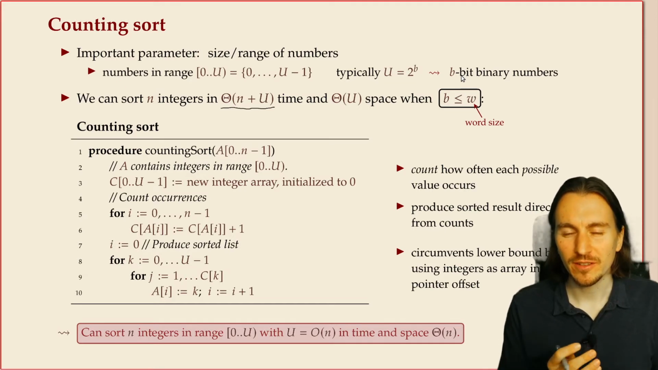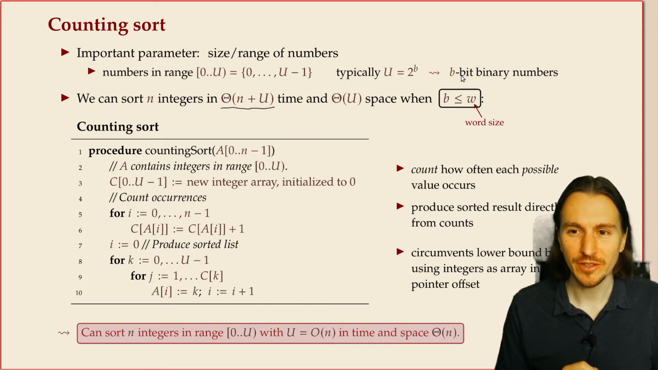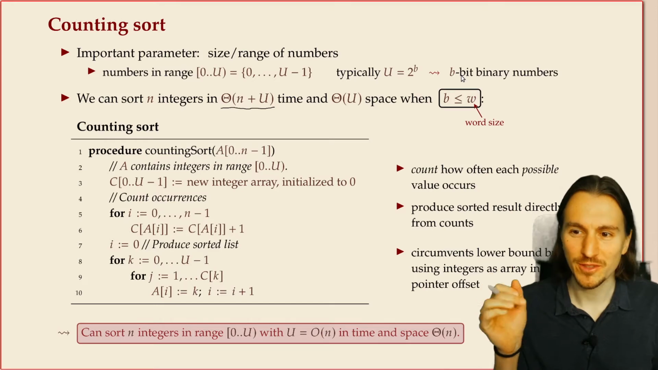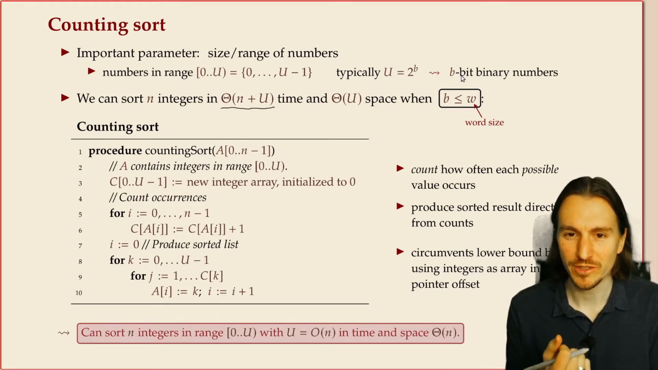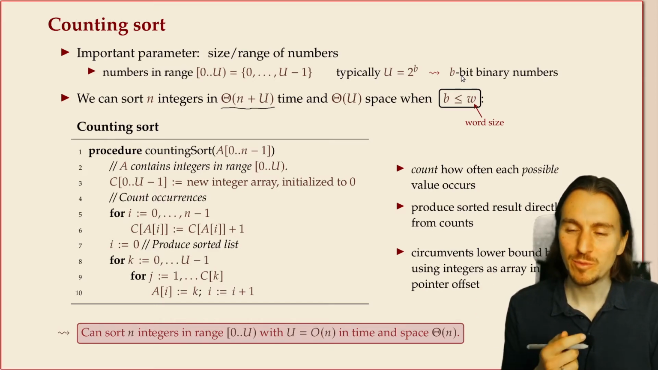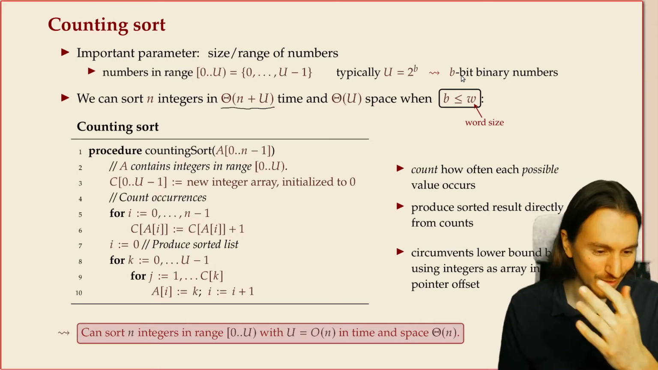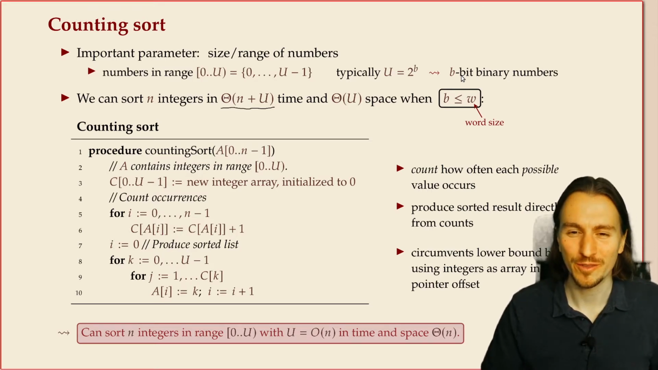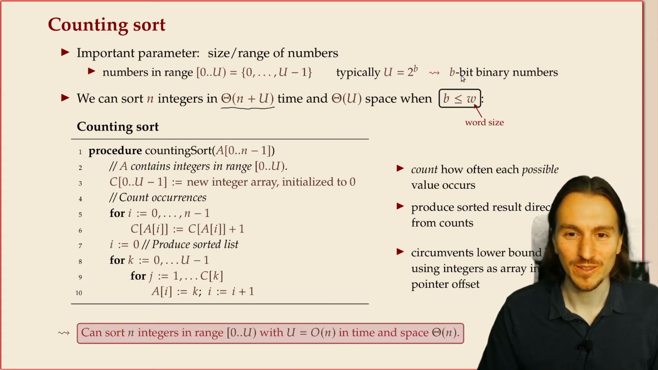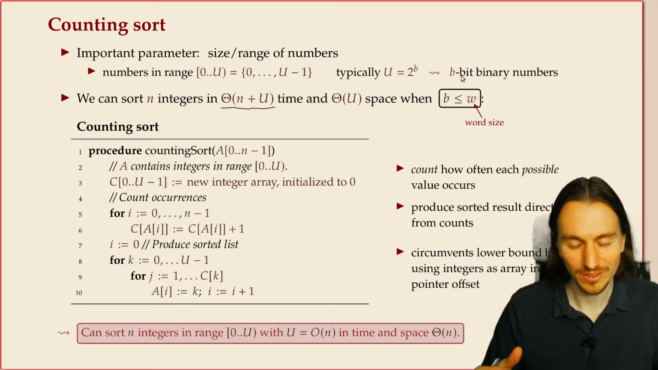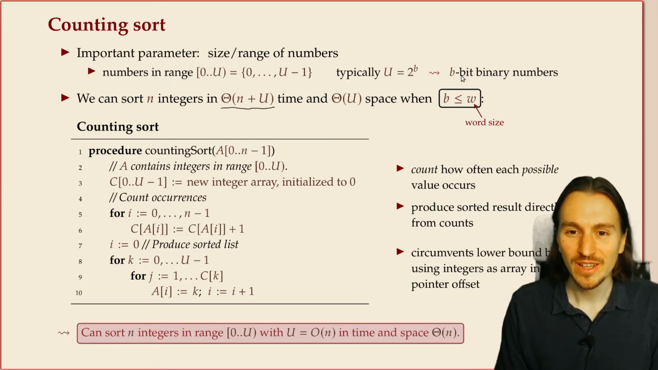I bet many of you have seen counting sort, but maybe not with the stress on word RAM and word size. So if you've seen this before, carefully think about the limitations that it has and whether or not you were aware of these. When I first saw the whole theory of sorting, I found this very puzzling. And only when I saw the word RAM, it became clear that this makes sense and is consistent in itself.